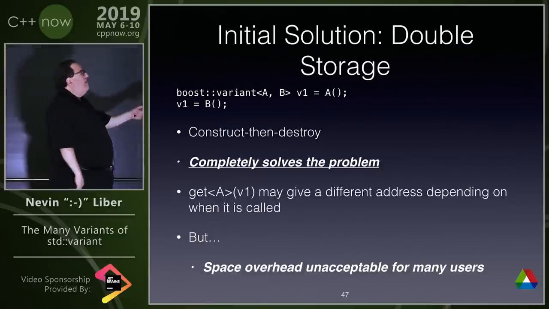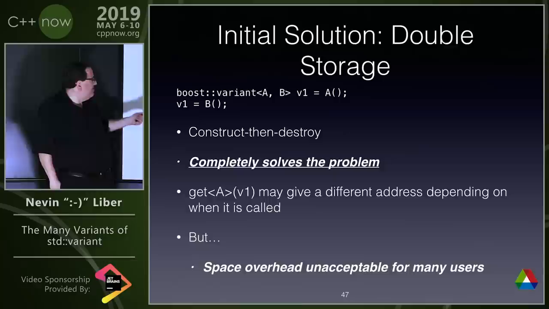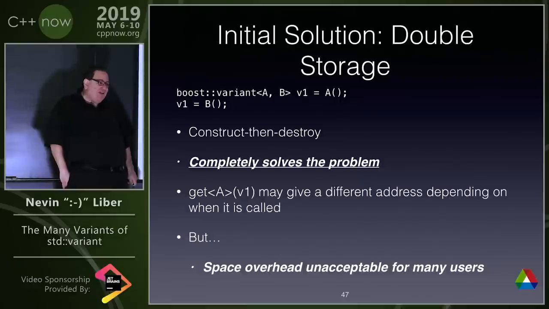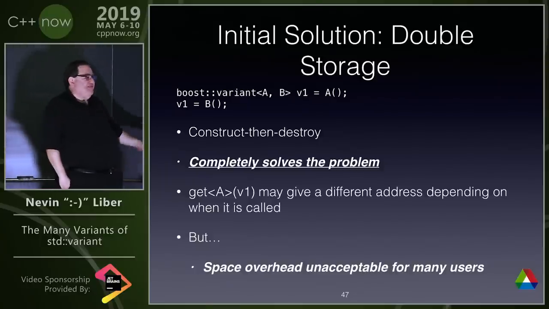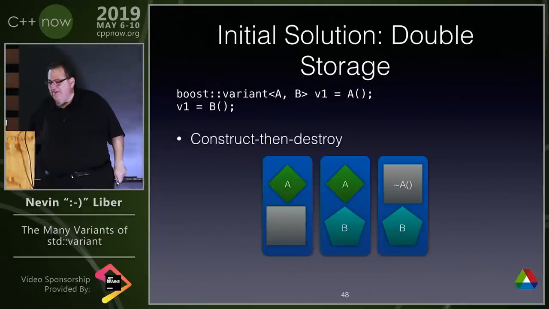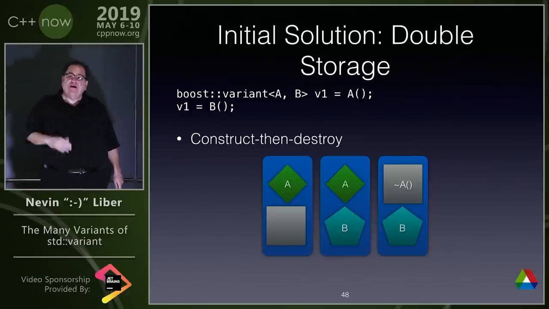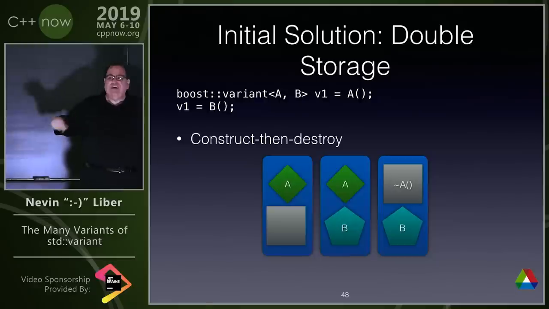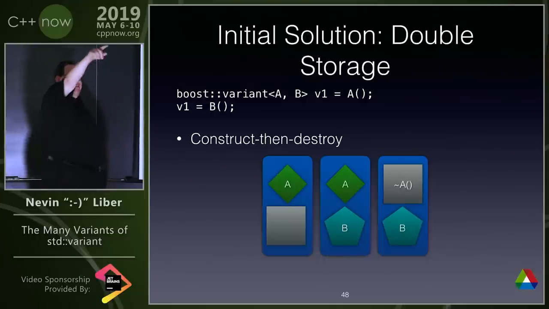So then they had an initial solution. They'd say, hey, let's do double storage. And I want to make it very clear, this does completely solve the problem. Now, one of the weird things is that if you do get A of V1, you may get a different address depending on what you call it, which is surprising behavior to some people. But the usual thing is nobody wants to pay double the space in their objects. Yeah, you're right, there are people who do. It's easier to reason about. It depends if you want to reason about it. But even people who want double buffering try to think of schemes to avoid it in many, if not most, cases.